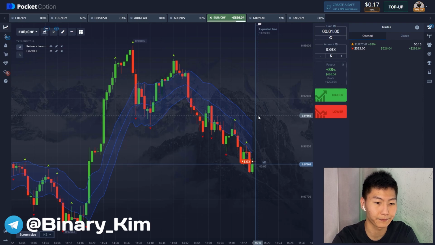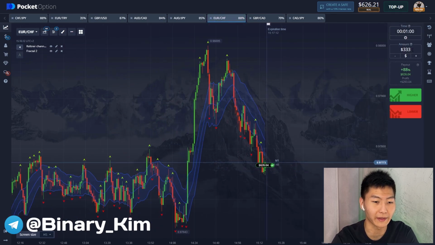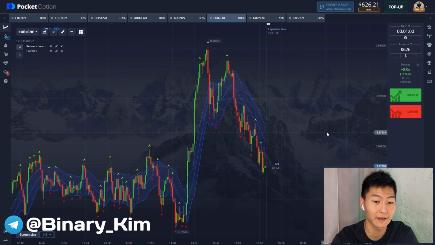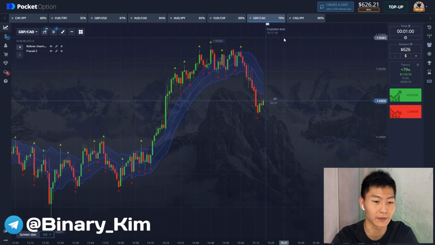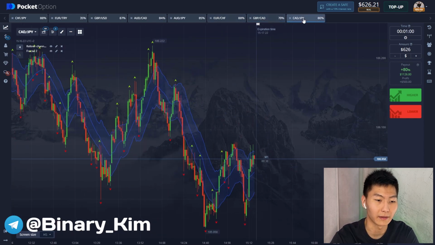There are 8 seconds left before the closing, and let's just watch the price movement. And as you can see, the pullback is over, the price is moving downwards, and there we go. Another position has been closed in profit. There are $626 on the balance. And let's continue with the next currency pair.